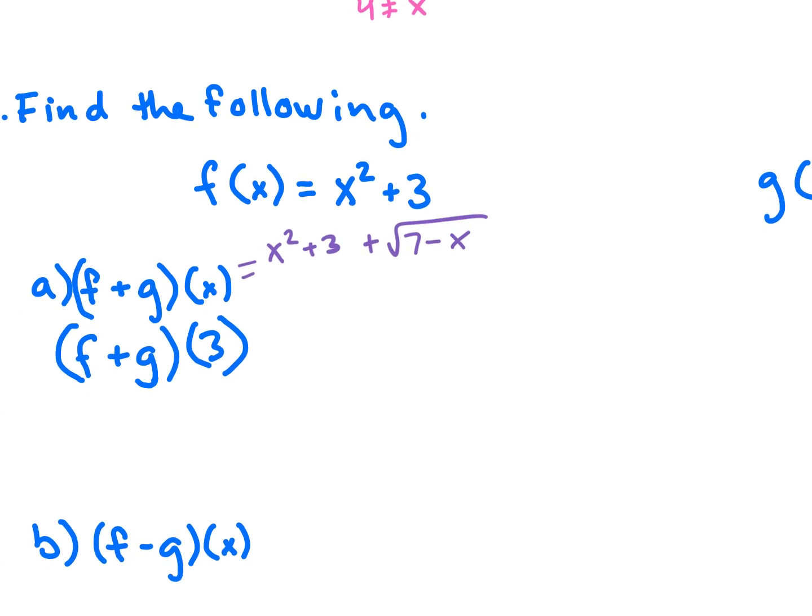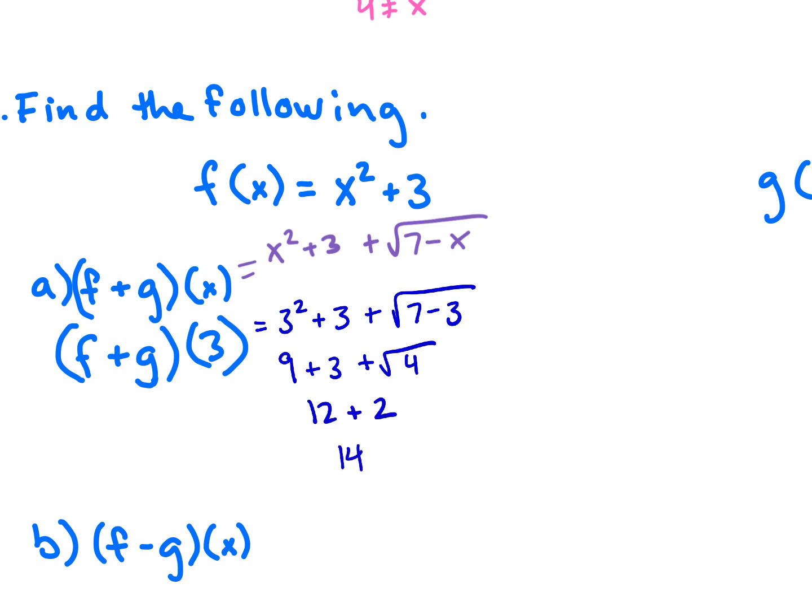For f plus g of 3, we want to plug in 3. So I have 3 squared plus 3 plus square root of 7 minus 3. So 3 squared would be 9 plus 3 plus the square root of 7 minus 3, which is 4. So 12 plus the square root of 4 is 2. So this would be 14.